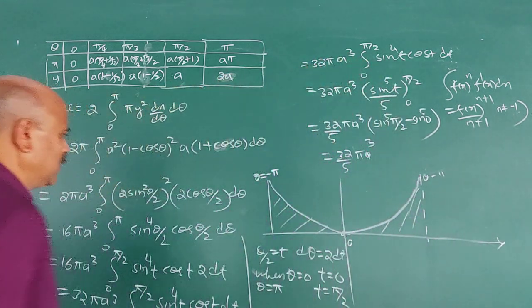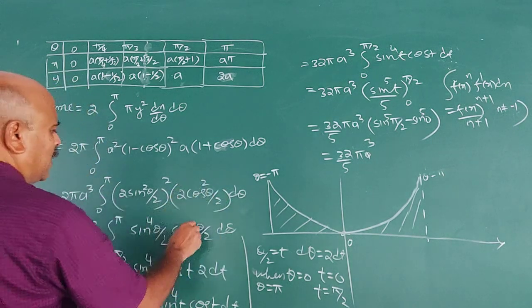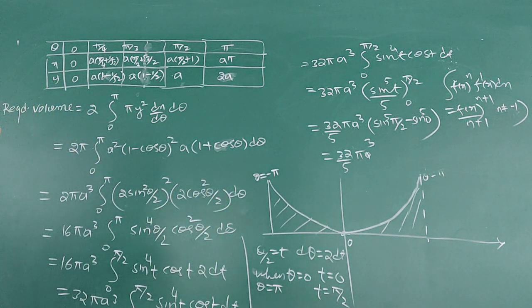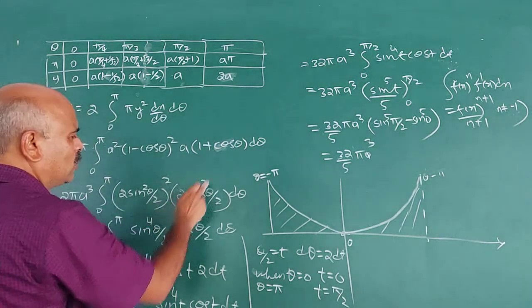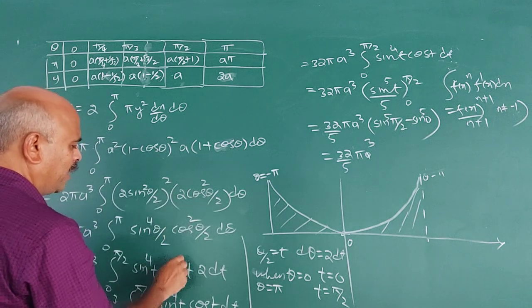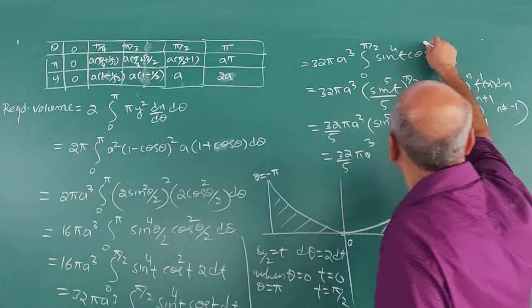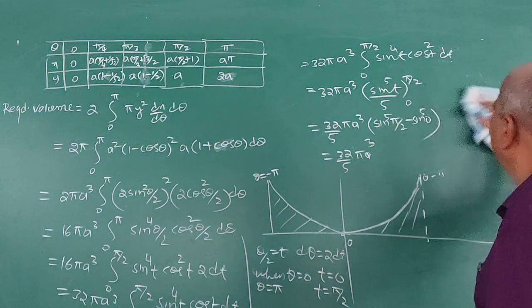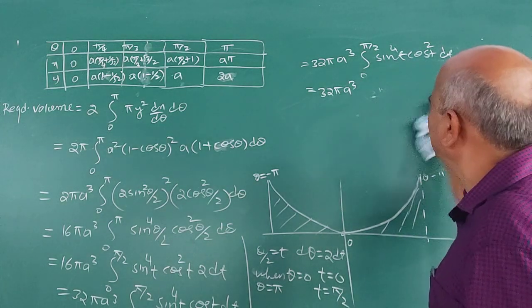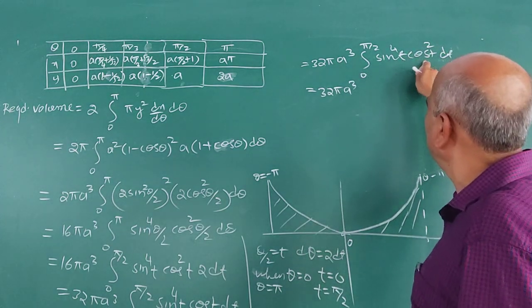Just a minute, this has been found wrong. 1 plus cos theta is 2 cos square theta by 2, so it is cos square. I had committed a mistake here, so go through this step again. 1 plus cos theta is 2 cos square theta by 2, that is cos square t, therefore I cannot apply this formula here. It is cos square, so use the reduction formula: integral 0 to pi by 2 sin t raised to 4 cos square t.